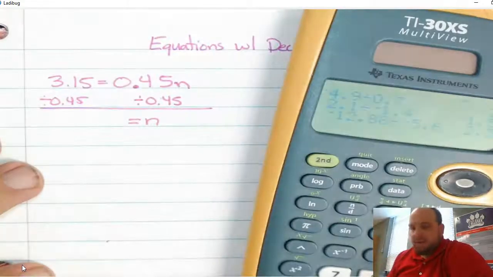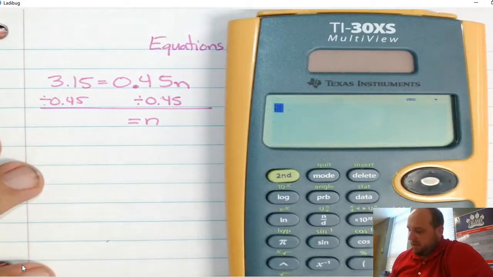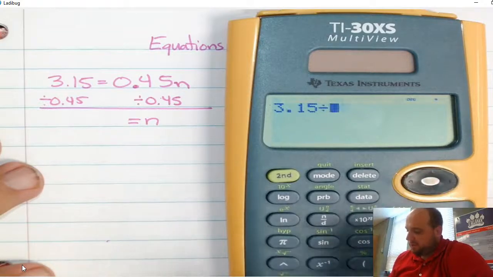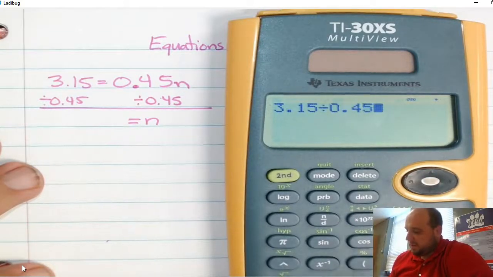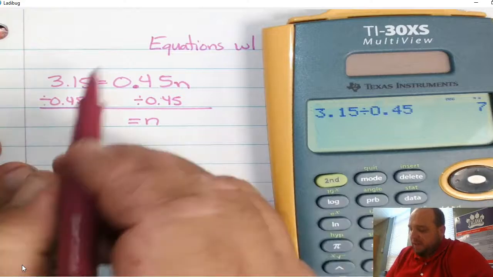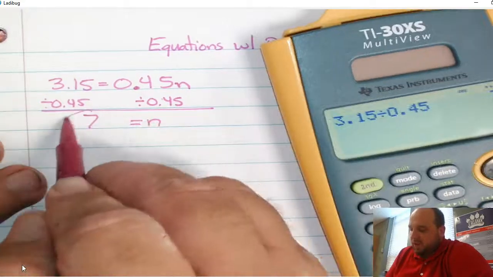So now I'm going to grab my calculator. I'm going to take 3.15, and click divided by 0.45. Hit enter. And I get an answer of 7. So I have an answer of n equals 7.